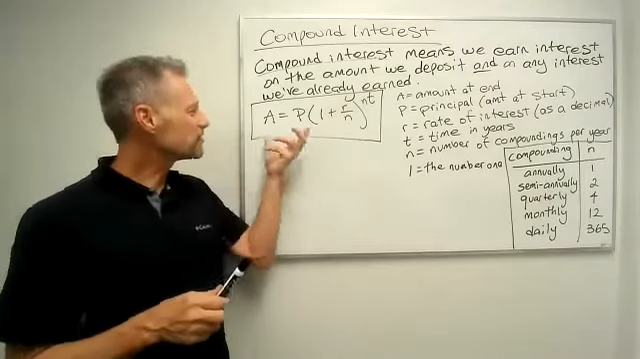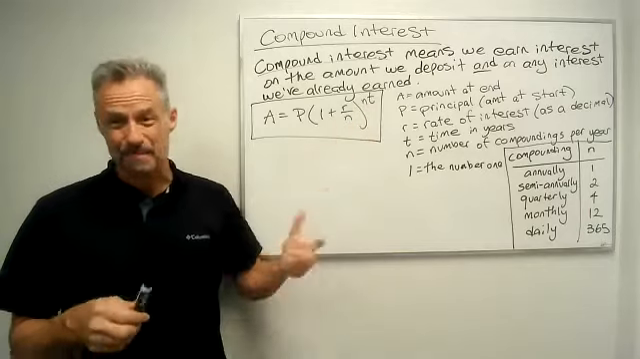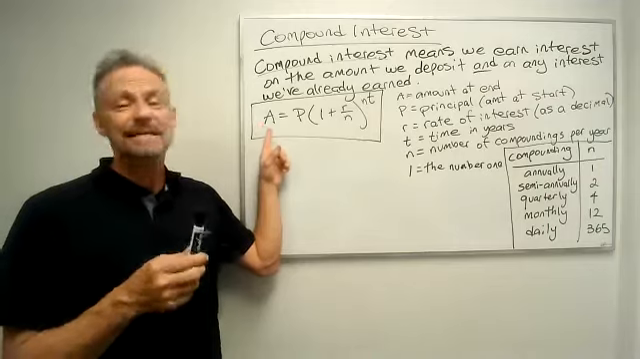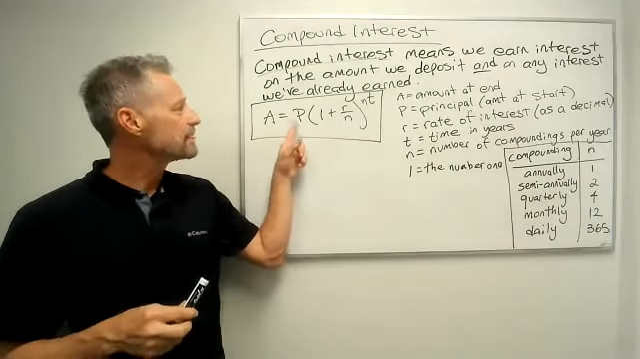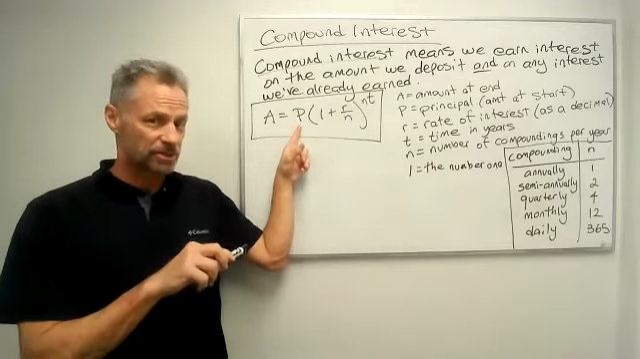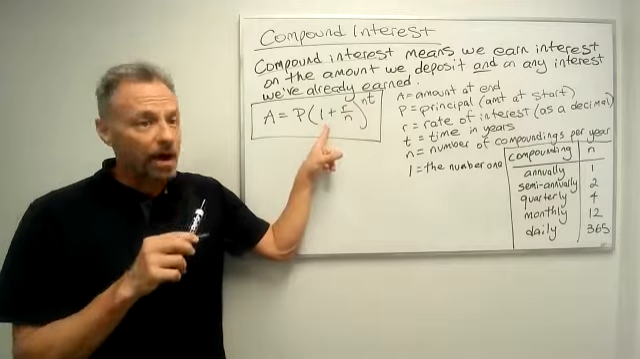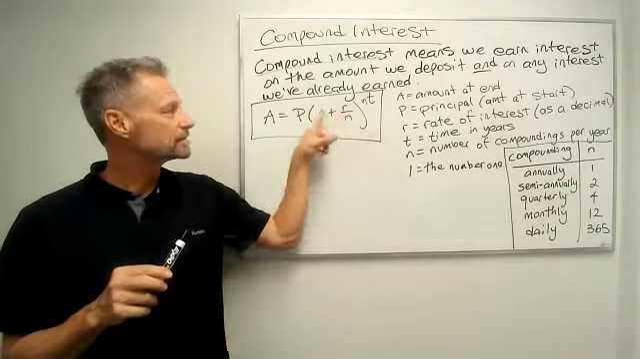Okay, so here's our formula. It's A equals P times (1 plus r over n) raised to the nt power. And here's what all these things represent. A is the amount that we're going to end with at the end of whatever the time period is. P is the principal, or the amount we start with. The 1 is just the number 1. And r is the rate of interest.